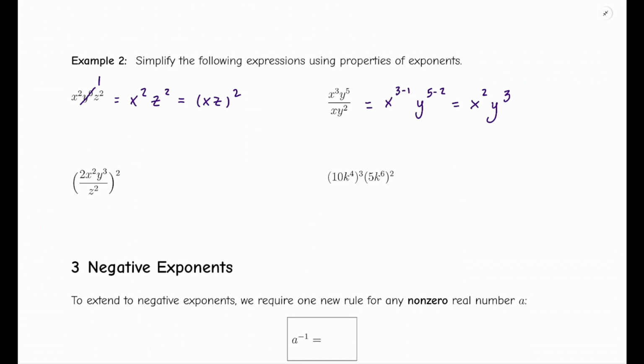Next, we have 2x squared y cubed over z squared, the entire fraction, squared. So I'm going to use my distributive law first so that this becomes 2 squared, x squared squared, y cubed squared, all over z squared squared. And then I'm going to use my power to a power law to simplify these a little further. Well, 2 squared is just 4, x squared squared is x to the 4th, y cubed squared is y to the 6th, and z squared squared is z to the 4th. And that's as simple as we can make that one.